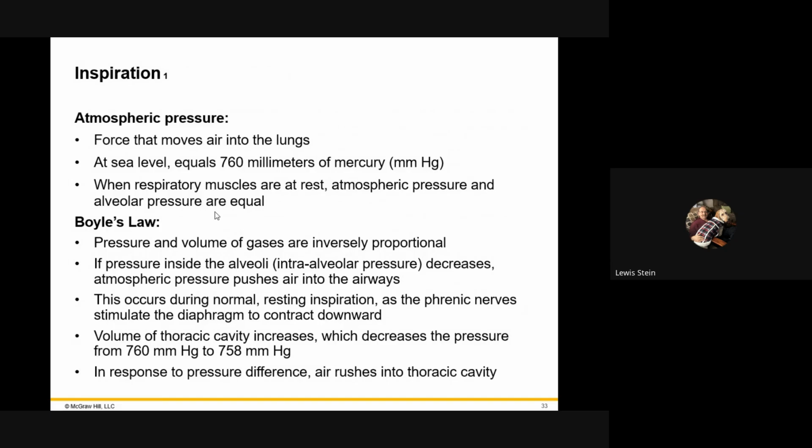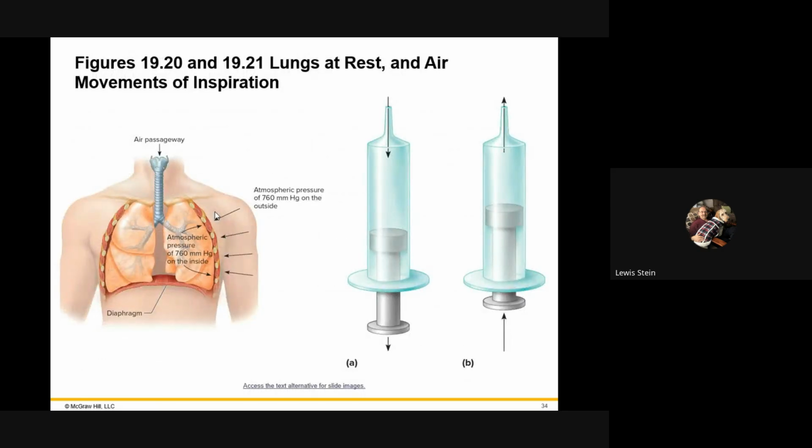There is a certain inherent difference that allows air to come in. Because again, if it was equal, there would be a greater tendency for those alveoli to rub against each other and adhere. So there's always some residual air in there to prevent them from adhering.